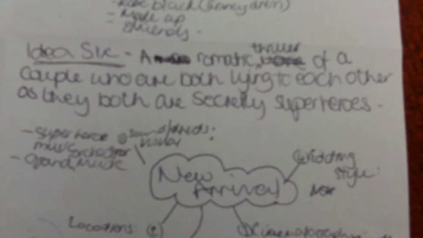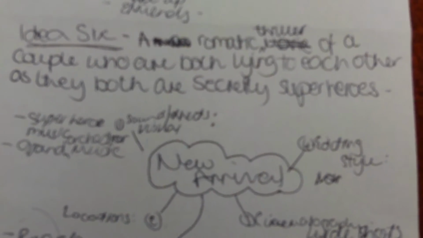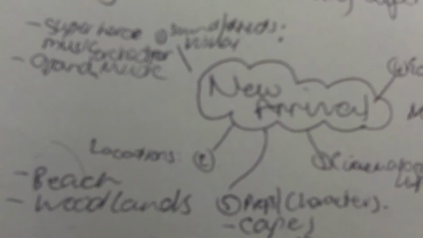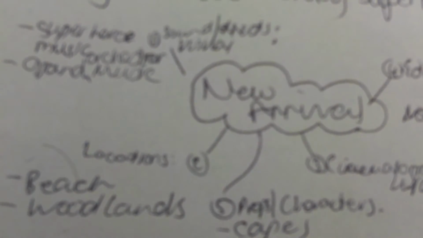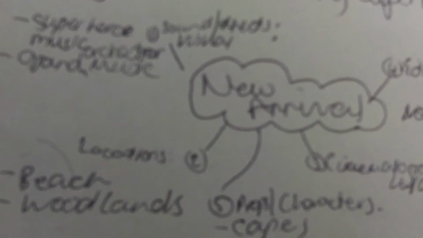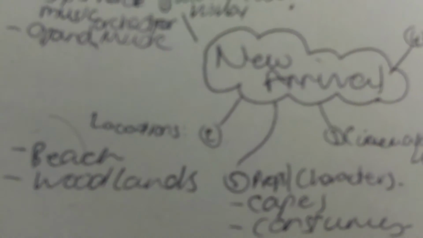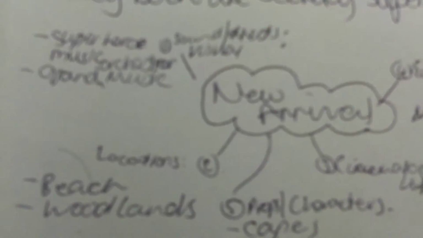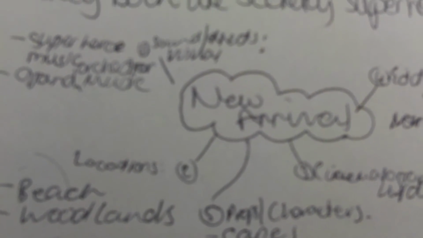For my final idea will be a romantic thriller of a couple who are both lying to each other, as they both are secretly superheroes. Now this is really funny to me, because this comes from the idea of Mr. and Mrs. Smith. Oh, Mr. and Mrs. Jones, I think. Well, I can't remember, no, Smith. Okay, but basically, yeah, that's the story. Obviously we're going to be using musical orchestra type of music, like the hero music that you hear in superhero movies.